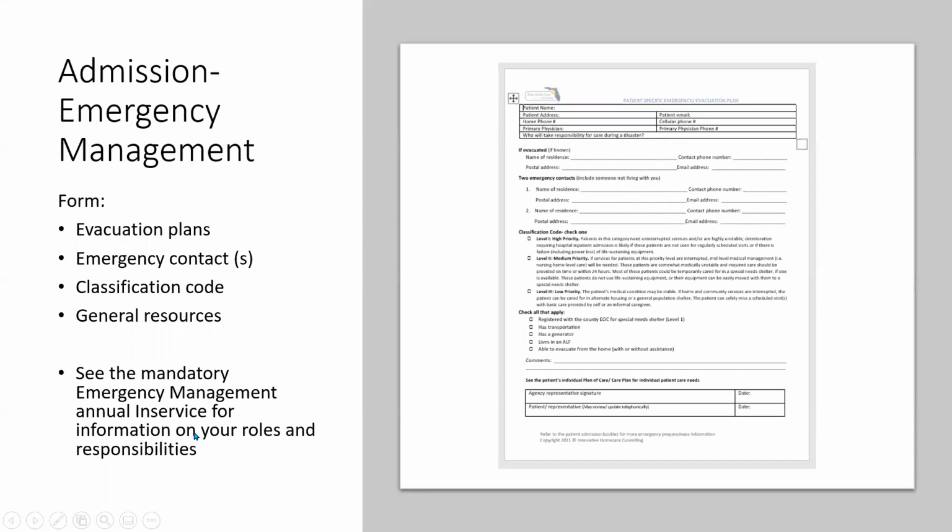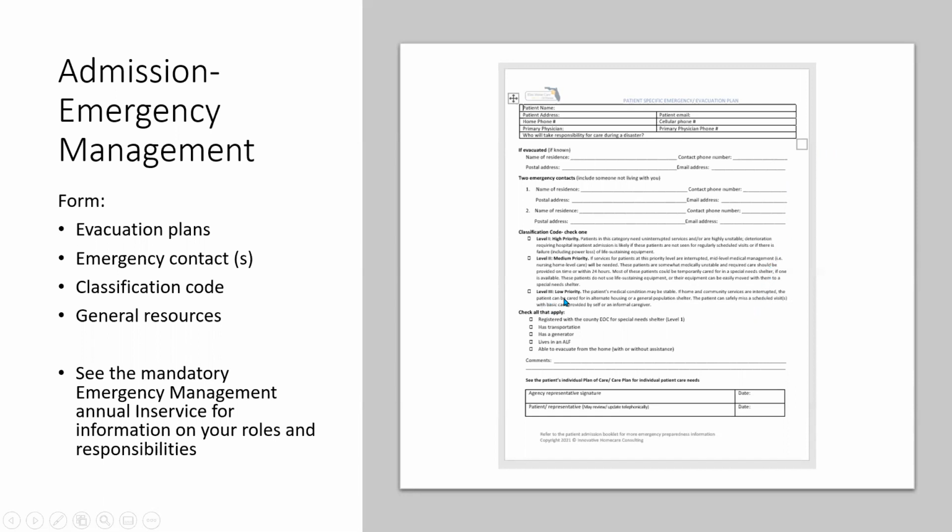The patient-specific emergency evacuation plan. There's a lot of state regulations around the information on this form that we need to gather. So it has what their evacuation plan would be, any emergency contacts. Their risk level is here.